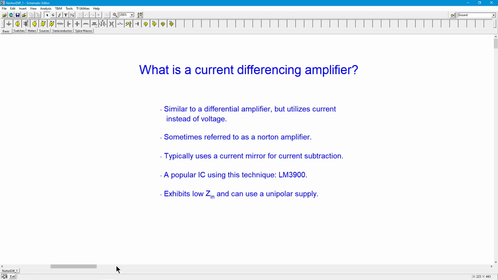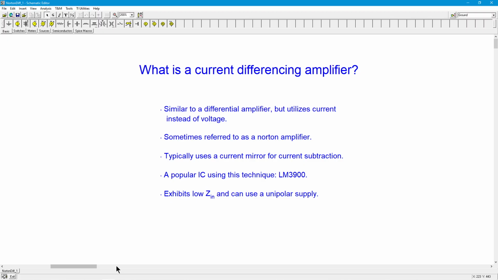What is a current differencing amplifier? Well, the direct comparison is with a standard differential amplifier, which is voltage mode. In other words, we define the output voltage as a gain times a differential input voltage, in other words, voltage input number 1 minus voltage input number 2. Typically if you had BJTs, we would have base voltage number 1 and base voltage number 2. You subtract them out, you get a differential voltage and multiply by the gain. Bingo, that's your output, right? That's the way a normal differential amplifier works.